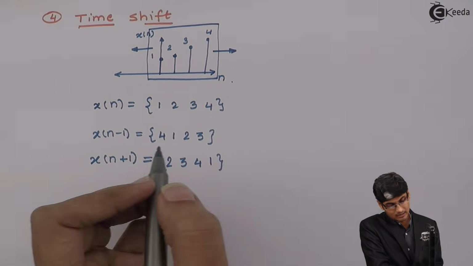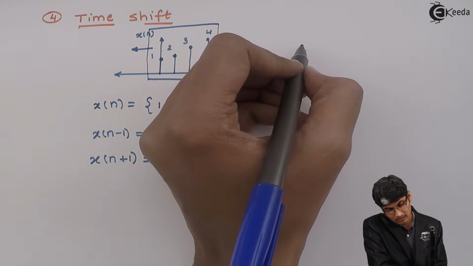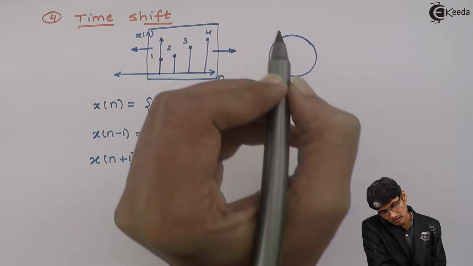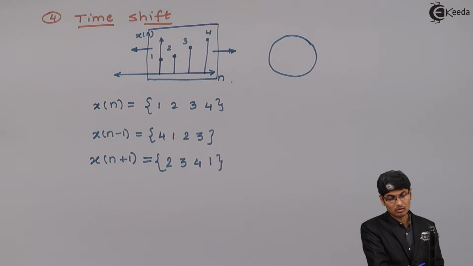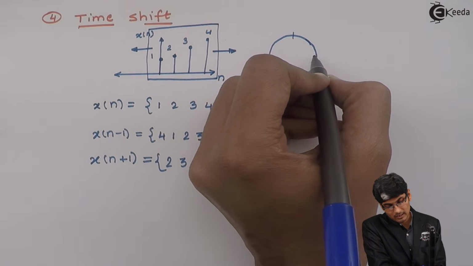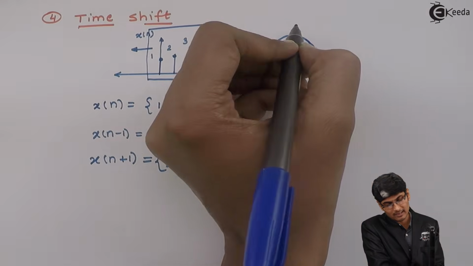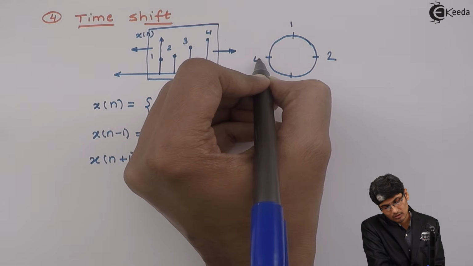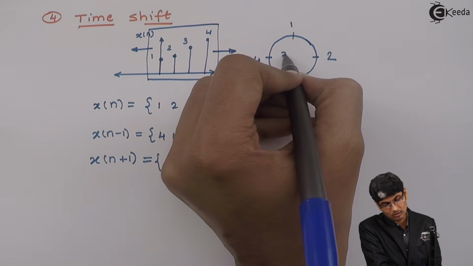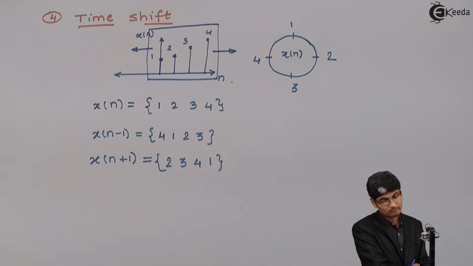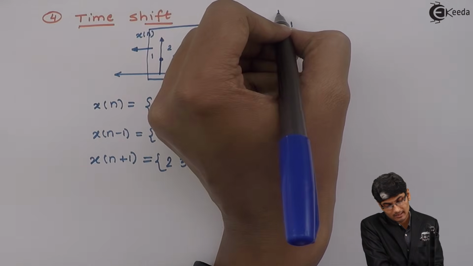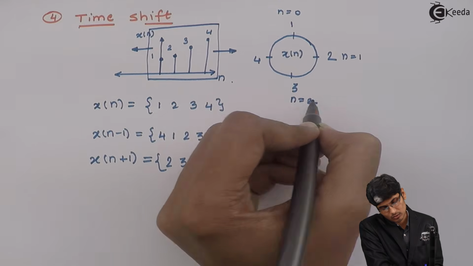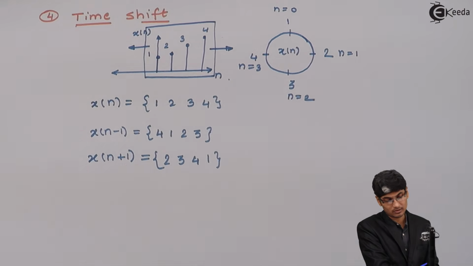Okay. Now, periodic signals are normally seen on a circle. It's like a clock. Let us say that I start my signal at 12 noon. So it is 1, 2, 3, 4. This is my x of n. This is my n equal to 0 position. This is n equal to 1 position. This is n equal to 2 position. This is n equal to 3 position.